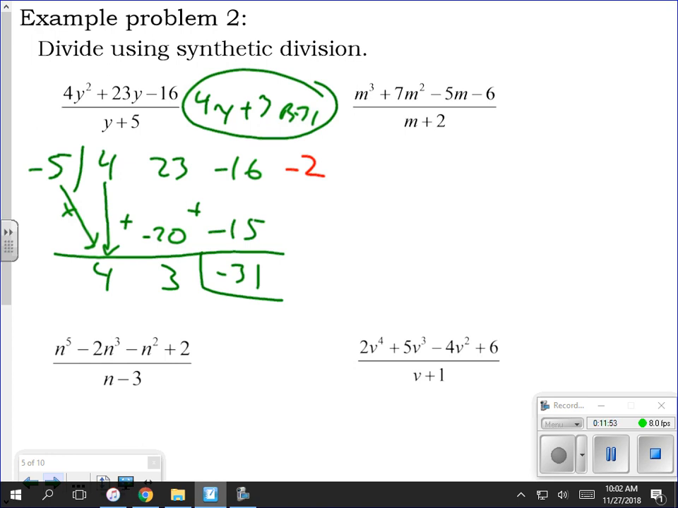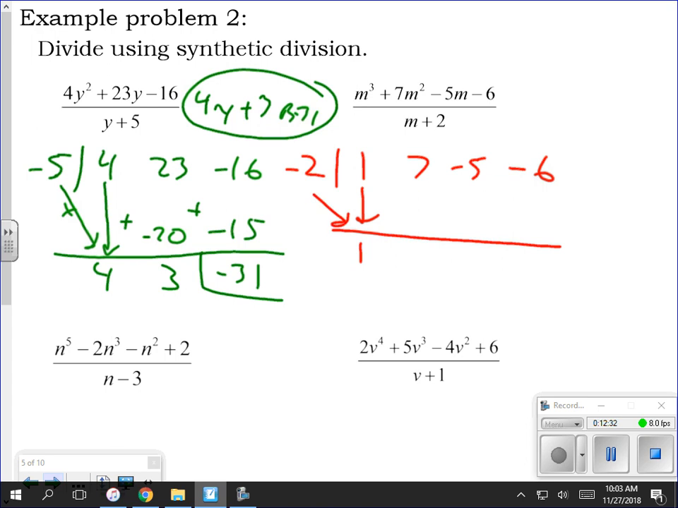Okay, then write down the coefficients. How many m cubes do I have? I have 1 m cubed. Its coefficient is 1. So I have 1, 7, negative 5, negative 6. Draw my line for working. Bring down the first coefficient, 1. So my first term of my answer is going to be 1m squared.